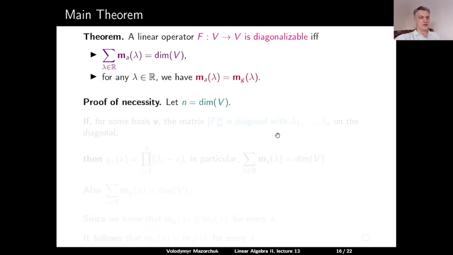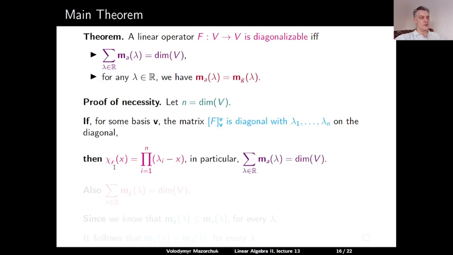Let us start by proving the necessity of these conditions. Let n be the dimension of V. If, for some basis bold V in V, the matrix of f in this basis is diagonal, with lambda 1 and so on lambda n on the diagonal, then the characteristic polynomial of f is equal to the determinant of the diagonal matrix with lambda 1 minus x and so on lambda n minus x on the diagonal. So this is a product of the linear terms lambda i minus x, where i ranges between 1 and n.